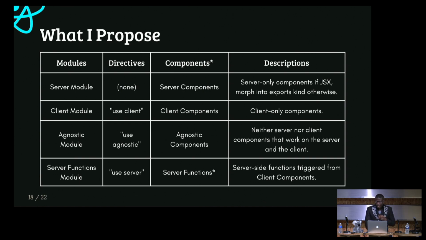Third, agnostic modules, which I propose to be marked by the "use agnostic" directive, should be the only modules exporting agnostic components, which work on the server tree and the client tree. And finally, server function modules, which are currently marked by the "use server" directive, should exclusively export server functions, which are server-side functions callable from the client, and the only non-functions, through serialization, that are able to cross the server-client boundary.